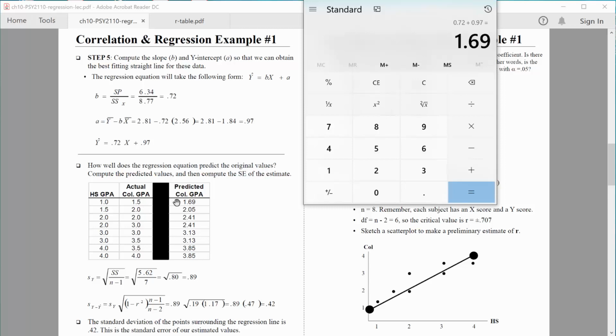Remember, we had a really strong correlation in this example. When two variables are related very strongly, we should be able to use the data from one variable to predict the other variable very well. Let's do another, and then you can do the rest.